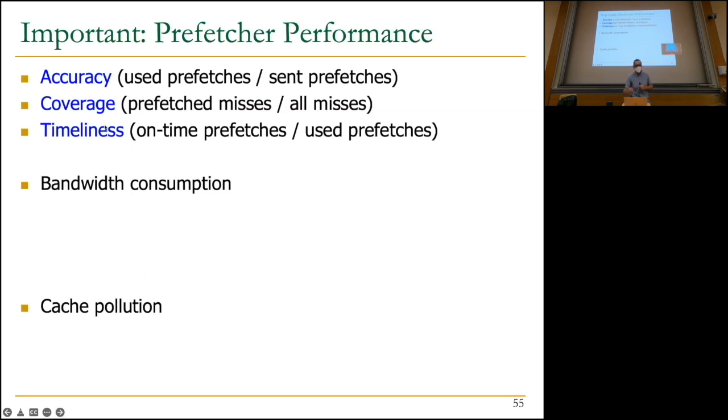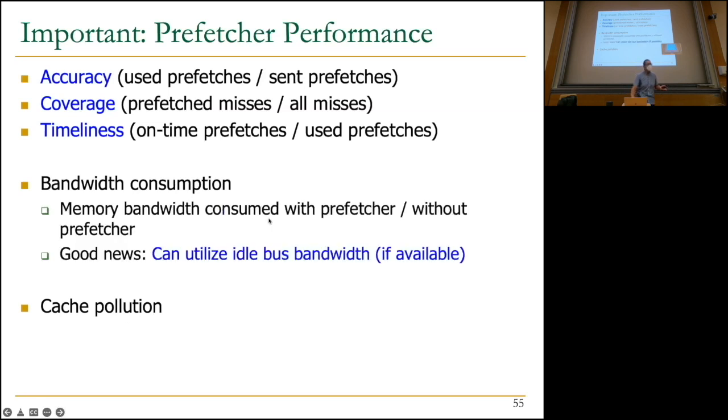There are time and space aspects to it. Bandwidth consumption is another issue. Basically, there's some memory bandwidth that's consumed with the prefetcher divided by without the prefetcher. And this may increase your memory bandwidth, right? Basically, if you send useless prefetches, you're increasing your memory bandwidth. Or useful prefetches too early, you may be increasing your memory bandwidth by kicking out something useful that you need to refetch again, right? Now, the good news is if you have idle bus bandwidth, you can utilize it, but usually prefetchers increase your memory bandwidth consumption and requirements.